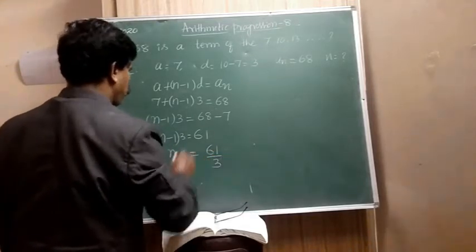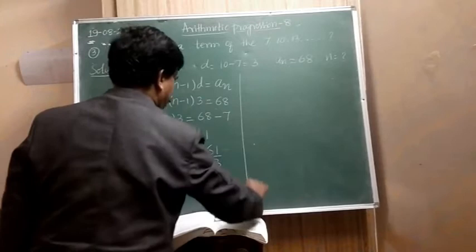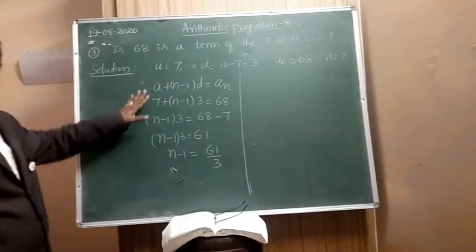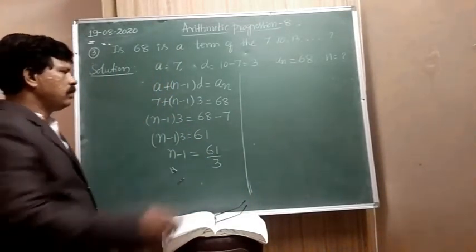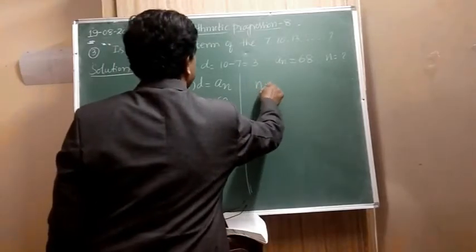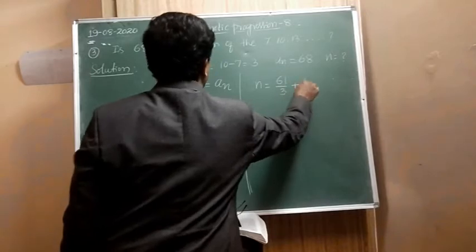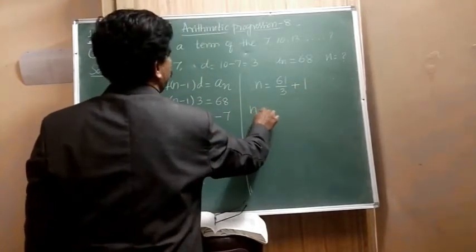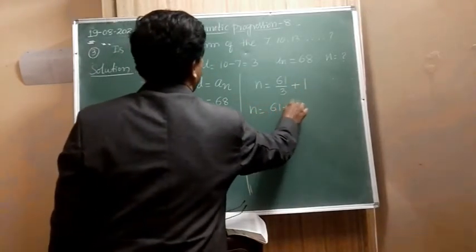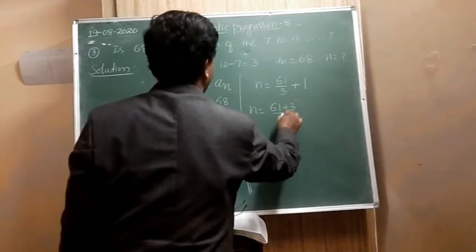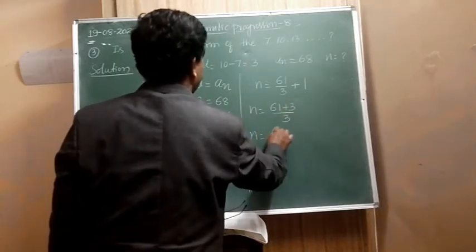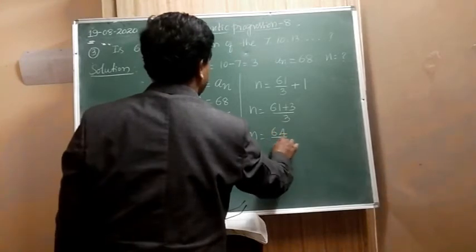divided by 3. Is that understood? Now N is equal to 61 by 3 plus 1. Then N is equal to 61 plus 3 by 3. N is equal to 64 by 3.